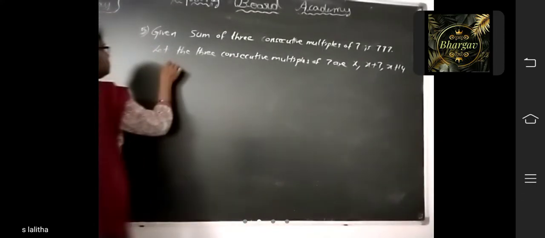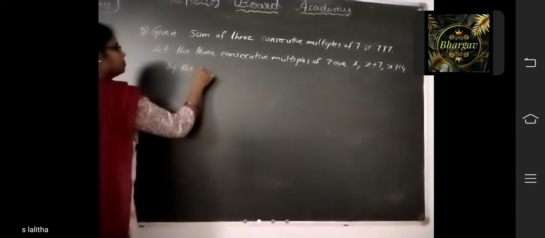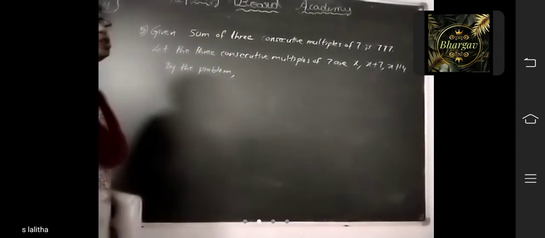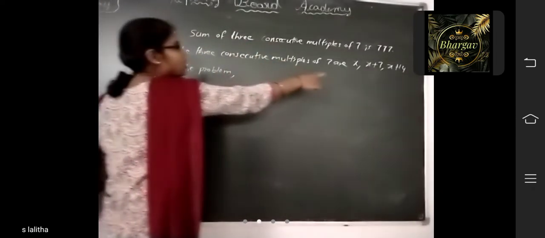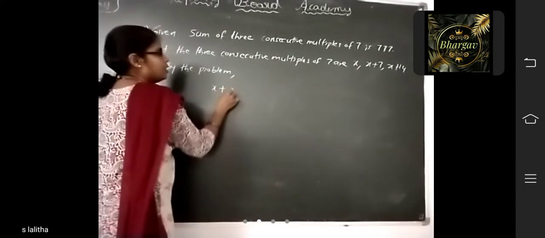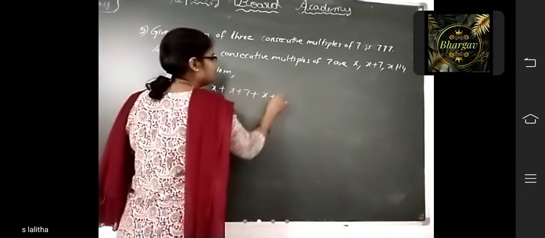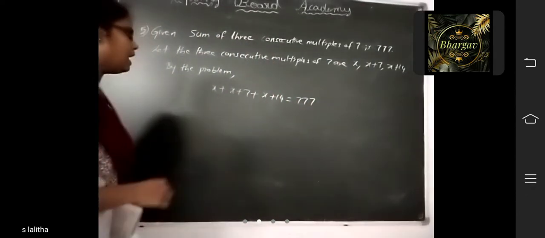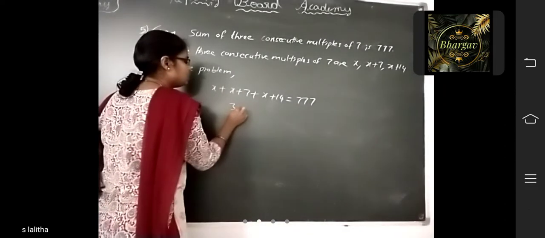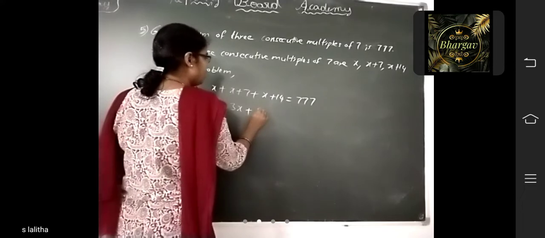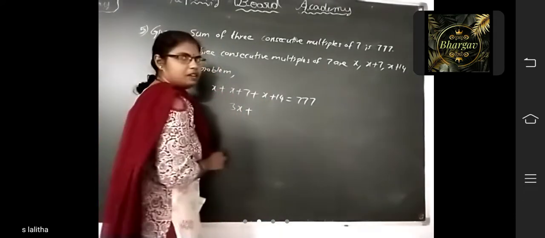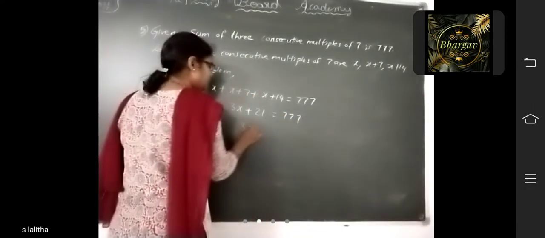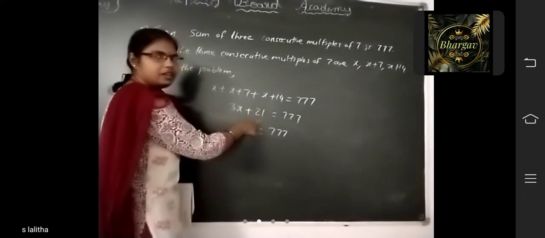Okay. So by the problem, what is the problem? Given the sum of 3 consecutive multiples of 7. So you should add all the 3 multiples. That means x plus x plus 7 plus x plus 14 equal to, what is the answer? 777. Now add x plus x plus x, how much? 3x. 7 plus 14, how much? 21, equal to 777.